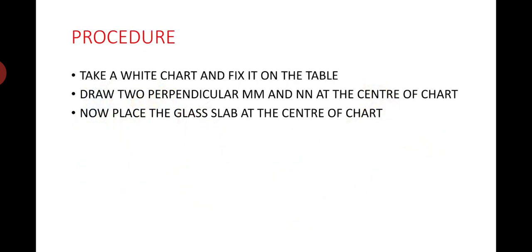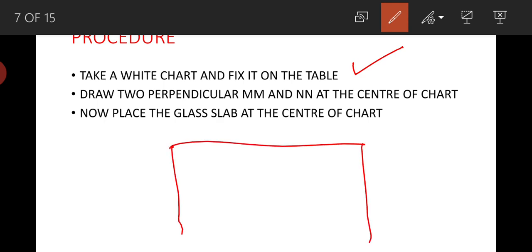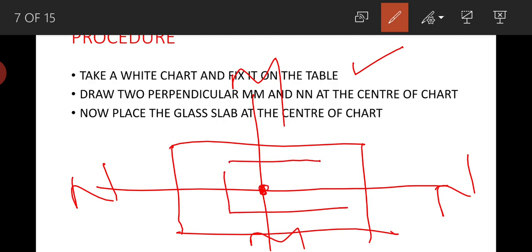Now let us go to the procedure. First, take a table and fix a white chart on the table. After fixing the white chart on the table, draw two perpendicular lines MM and NN. Now at the center of these two perpendicular lines, place the plane slab or glass slab. In this way, place the plane slab at the center of these two perpendicular lines.